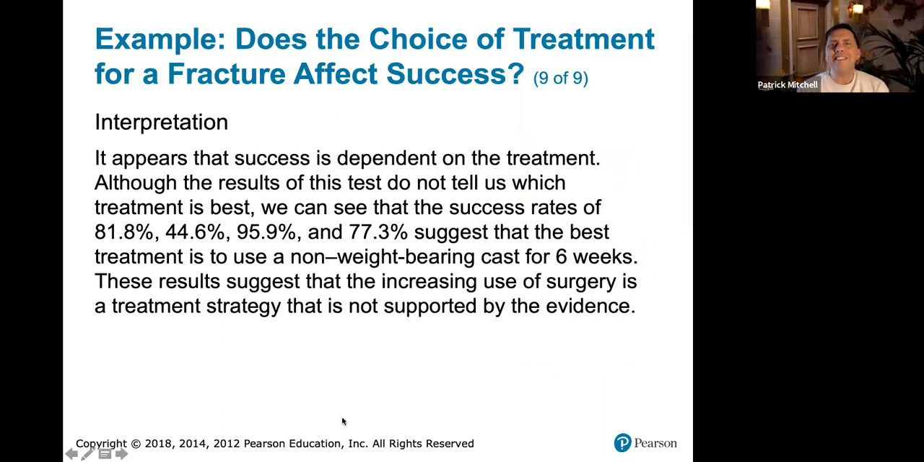It appears that success is dependent on the treatment. Although the results of this test do not tell us which treatment is best, we can see that the success rates of 81.8%, 44.6%, 95.9%, and 77.3% suggest that the best treatment is to use a non-weight-bearing cast for 6 weeks. These results suggest that the increasing use of surgery is a treatment strategy that is not supported by the evidence.